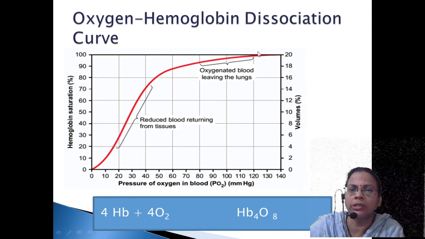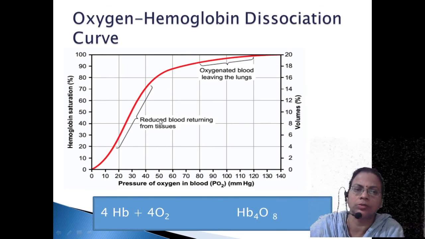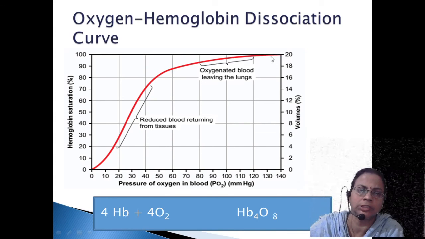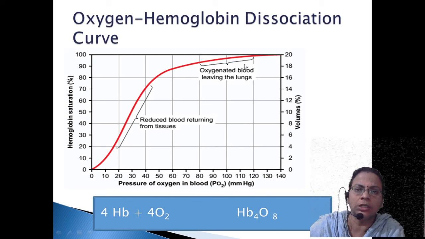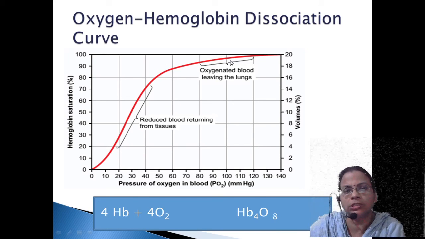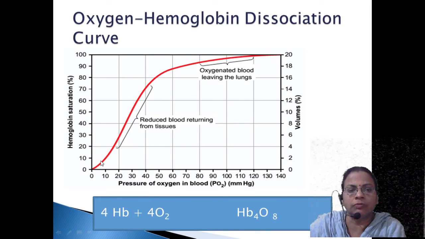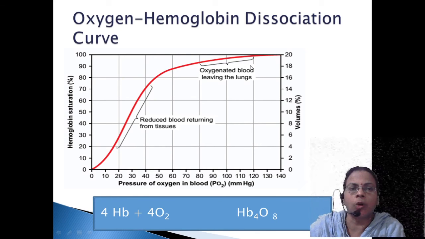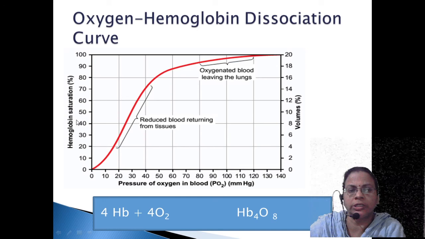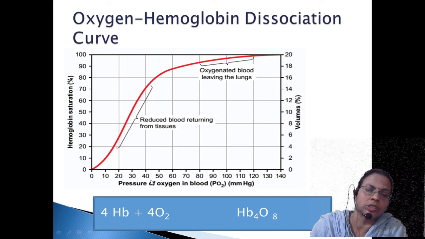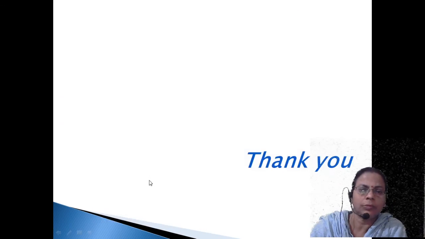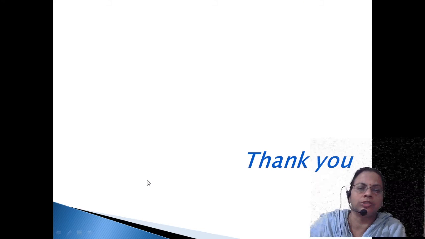The hemoglobin can combine with oxygen. So this graphical representation is called the oxygen hemoglobin dissociation curve, or simply the oxygen dissociation curve, which gives a sigmoid curve. It is plotted as saturation of hemoglobin against the partial pressure of oxygen. With this we come to the conclusion of this second part.